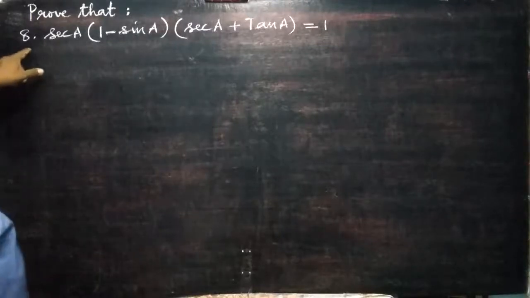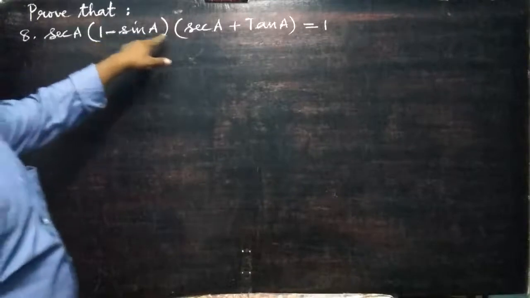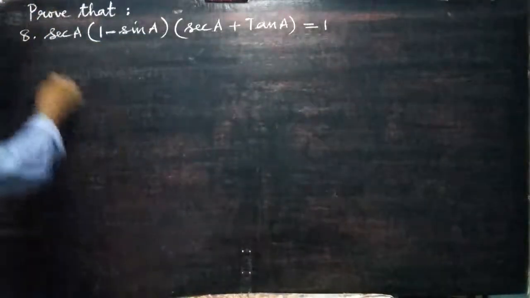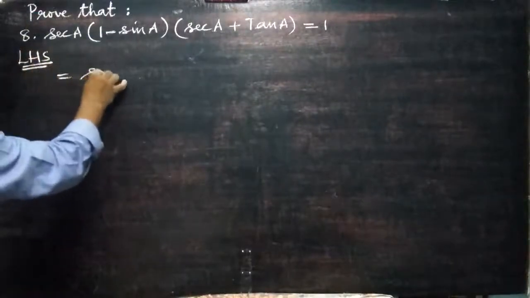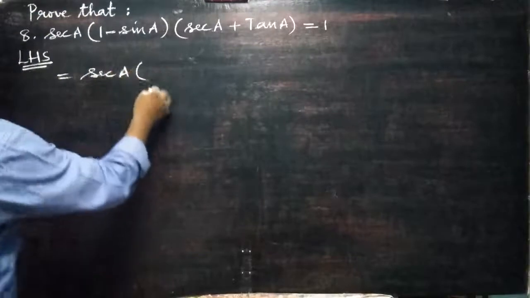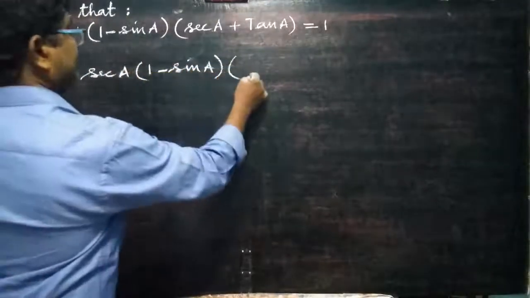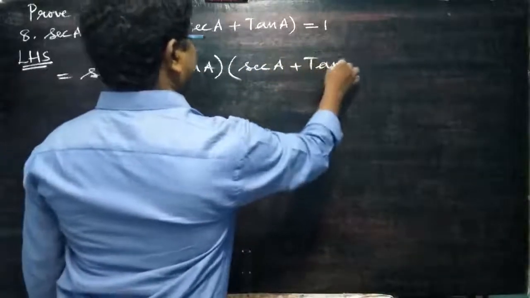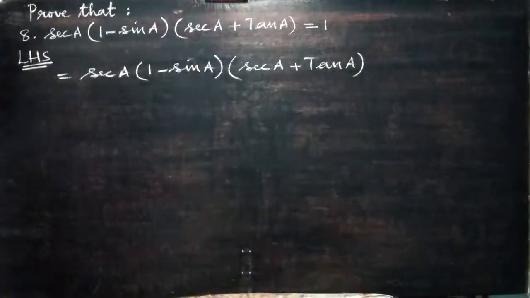Eighth problem. Prove that secant A into (1 minus sin A) into (secant A plus tan A) is equal to 1. Take LHS. What is LHS? Secant A into (1 minus sin A) into (secant A plus tan A). This is LHS. We should get the answer is equal to 1.